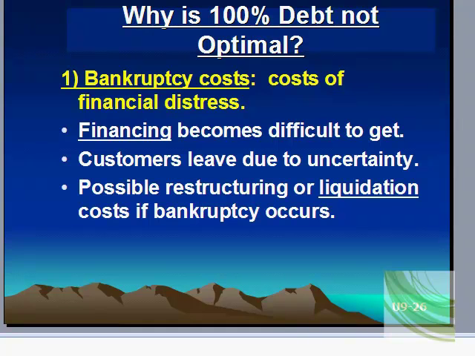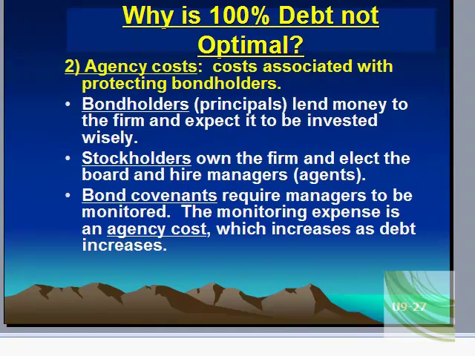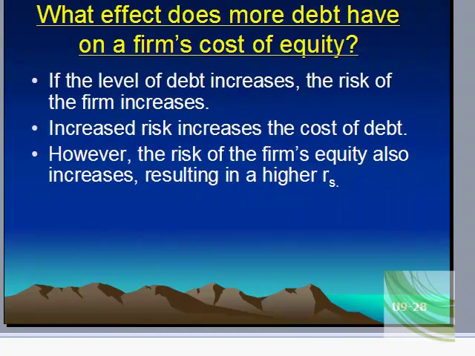liquidation problems, and customers will leave, financing is difficult to get. And the second is agency costs. That means they're keeping an eye. The shareholders will make sure there are bond covenants, and stockholders will elect and hire managers. So all of that increases the cost to the firm.